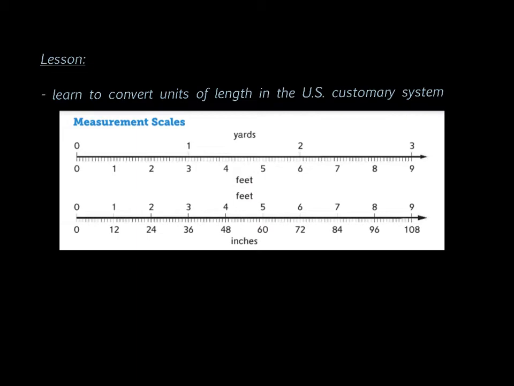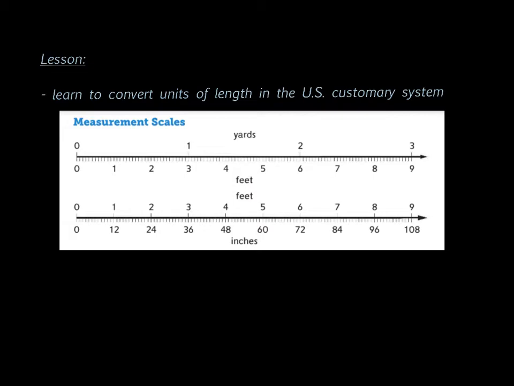So you can see here in white I have two different measurement scales. One of them has yards and feet, and one of them has feet and inches. Now the cool thing about these measurement scales is I don't really have to do any calculations for them if my number is on the scale. However, that's not always going to happen. So let's say that I have a problem that says if the length of a hippo is 3 yards, how could we use the measurement scale to determine the length in feet?